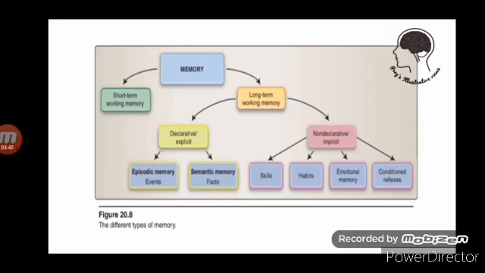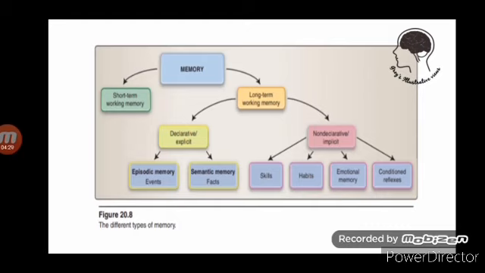It is about motor skills and perceptual skills, all the skills which we learn, for example to play cricket, tennis, or football. All the motor skills required for playing sports or any type of motor activity are called non-declarative or implicit memory. This is again divided into types: procedural, priming, classical conditioning, and non-associative learning.